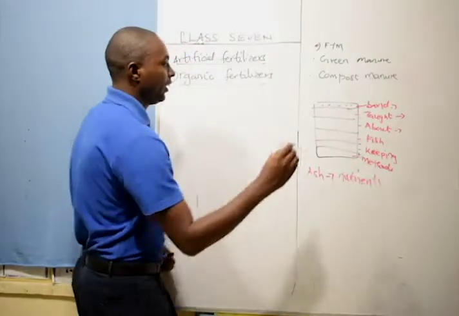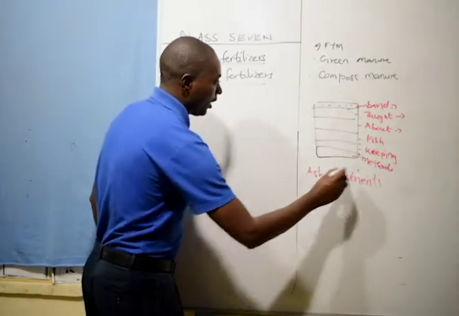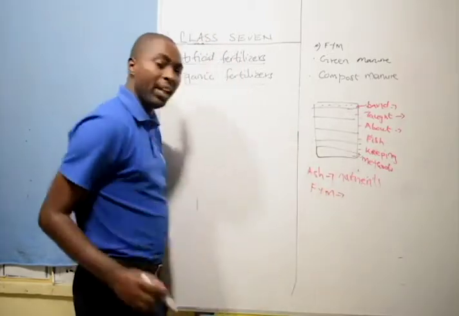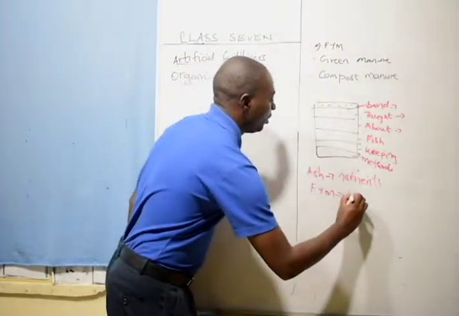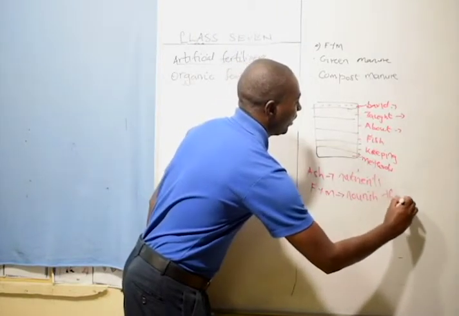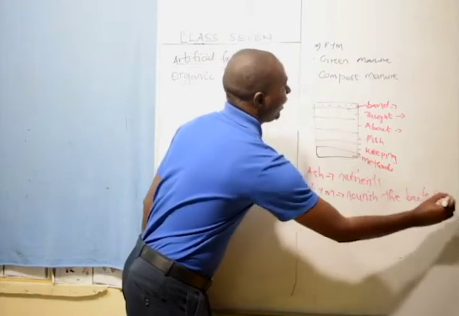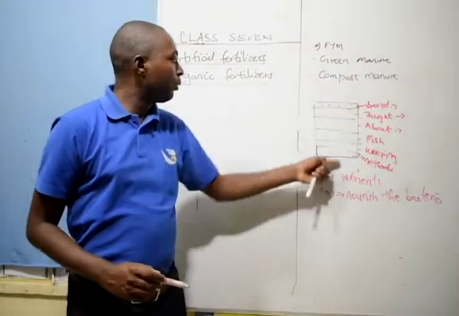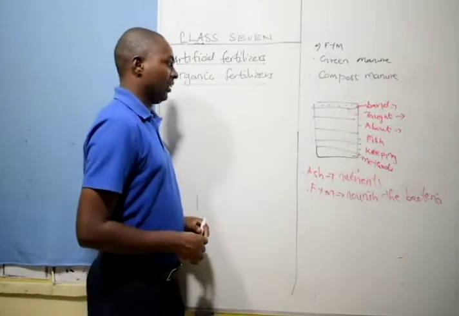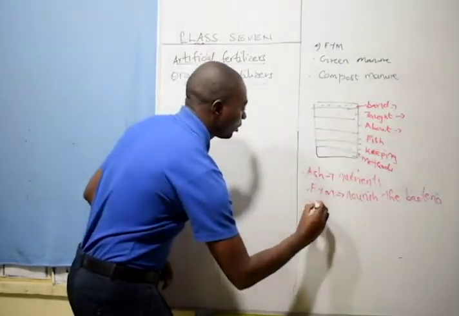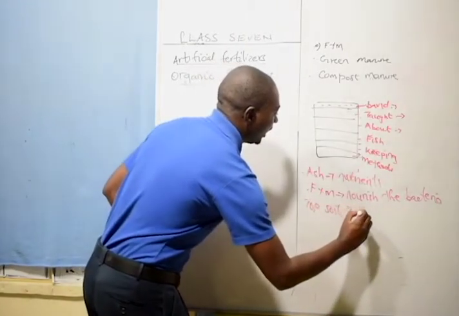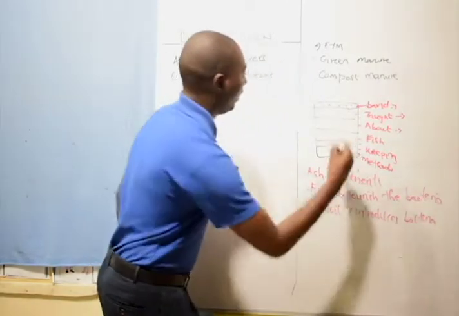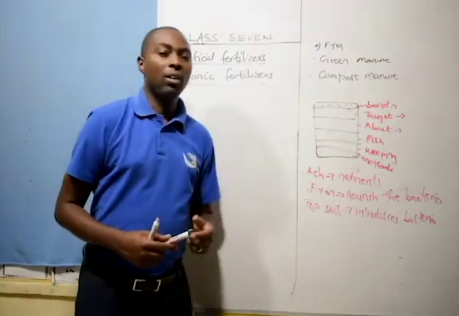Then we also say that the manure, or what we are calling the farmyard manure, is added mainly to nourish the bacteria, or provide food for the bacteria. And then we say that the dry leaves protect the heap from direct sunlight. And then the topsoil introduces bacteria. Now, those are some points about the compost manure.